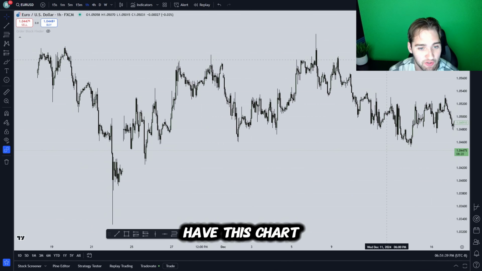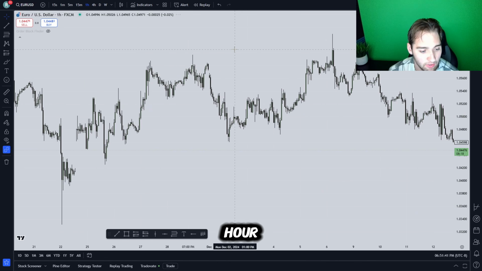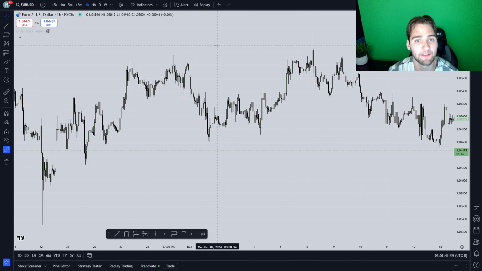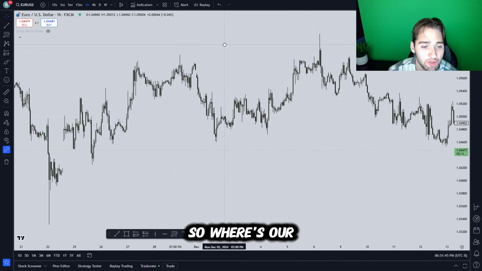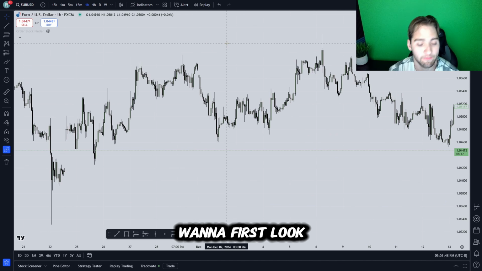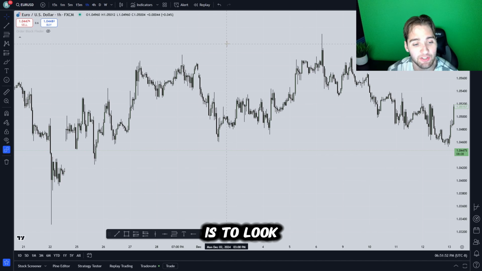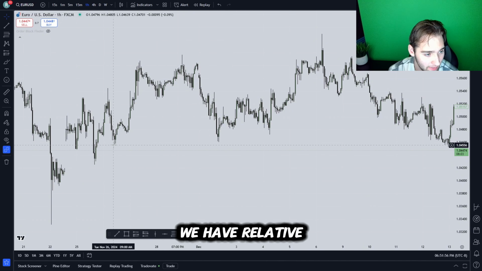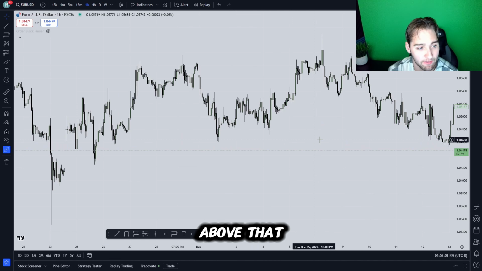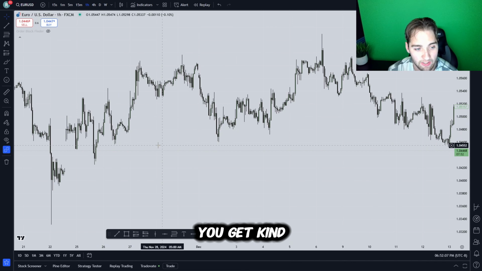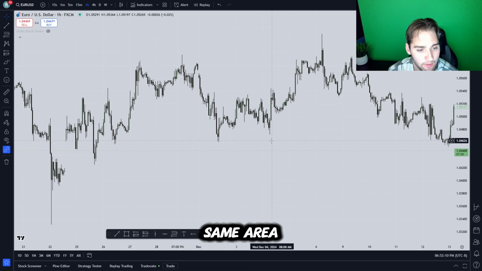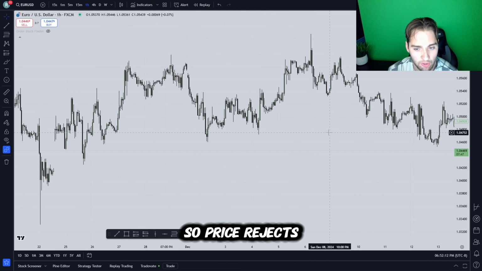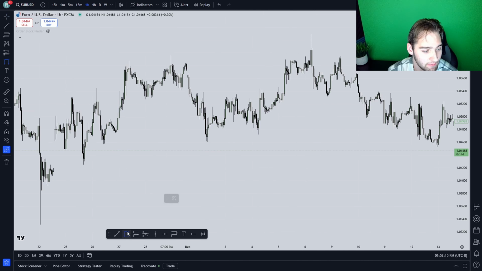As you can see, we have this chart around the 1 hour, and I'm going to identify a support zone. So where's our support? What we want to look for first to identify a support zone area is relative equal lows. As you can see, we have relative equal lows here, another one here, and one above that. The more lows you get around the same area, you want to mark that out, because price rejects off an area like that.